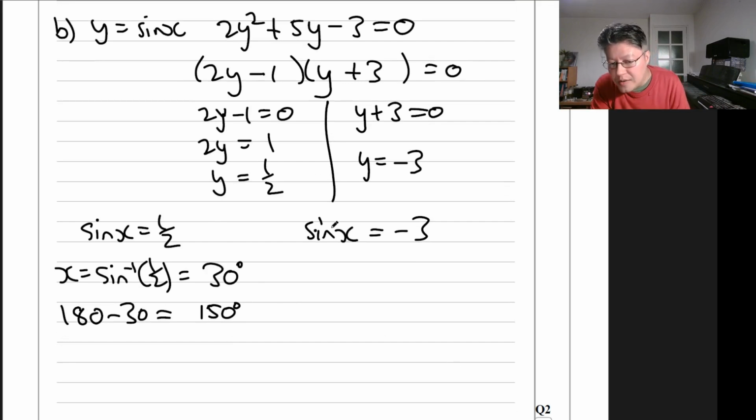For the second one, sin x = −3, this has no solutions. So no solutions, and the reason why is because −3 is less than −1. It has to be between −1 and 1 for there to be solutions. And that's it, that's the answer.